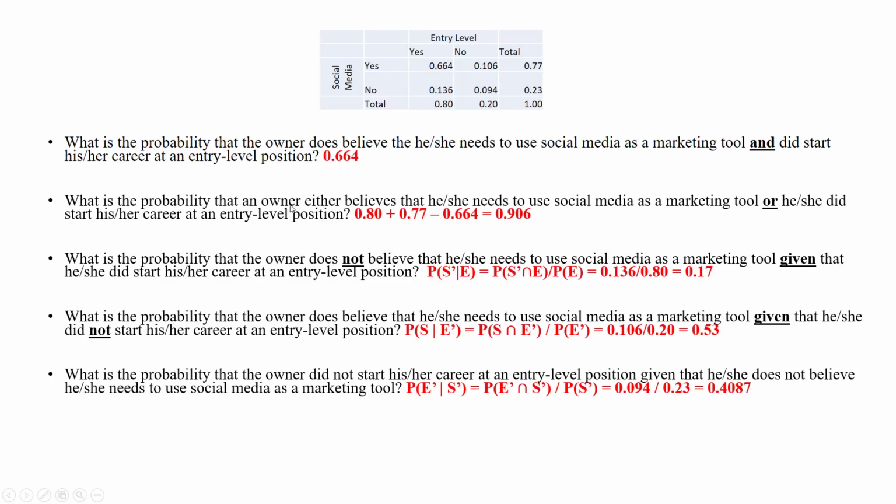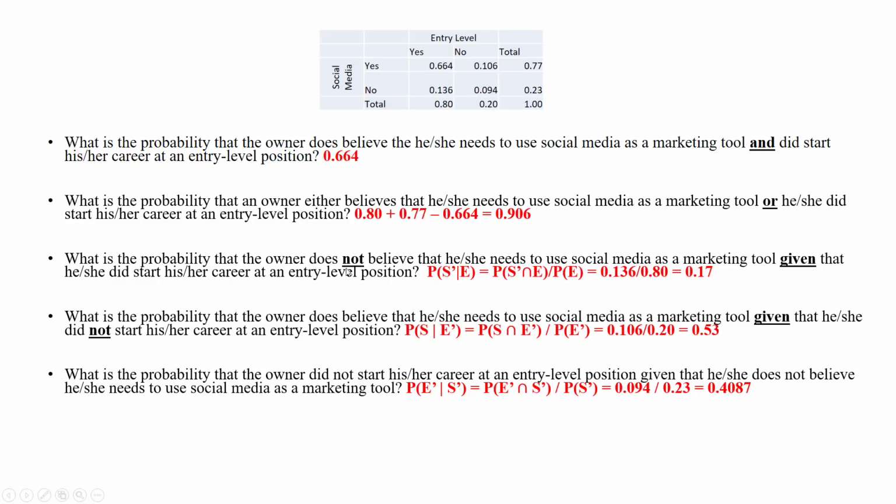What is the probability that an owner started at entry level or believes that he or she needs to use social media? So remember, and is an intersection, or is the union. You have to be careful because, as we talked about with the union, something gets counted twice. So the probability that they need to use social media or they started at an entry level position. So yes, entry level, 0.80. Yes, social media. Did you see what happened when I do this column and this row? That value got counted twice. So that's why we have to subtract it out.